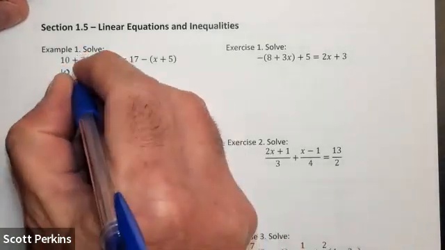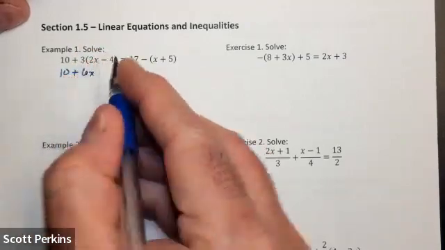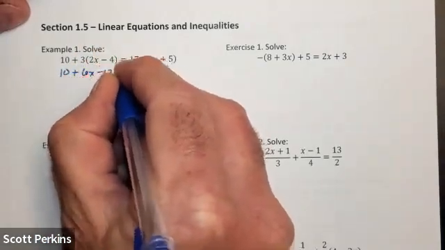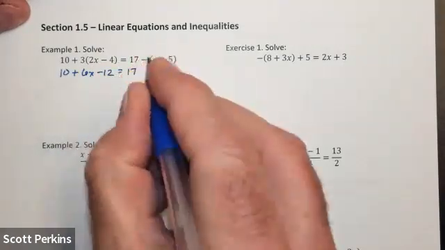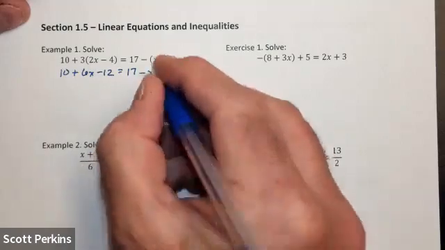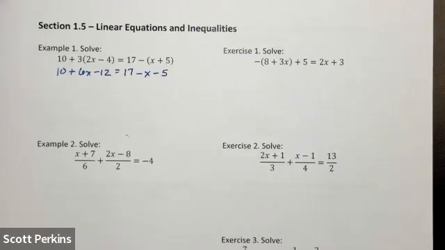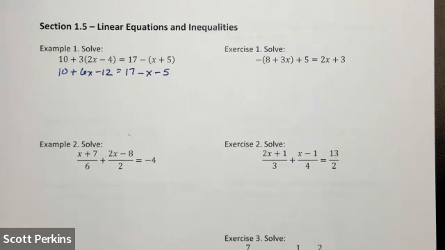So I have 10 plus 3 times 2 is 6x. 3 times -4 is -12. On the other side, I have that negative, and negative times a positive x is -x. A negative times a positive 5 is -5. Great. Step 1 done. I've not solved anything. I'm trying to make this look more palatable to start with. What's step 2? What should I do now?